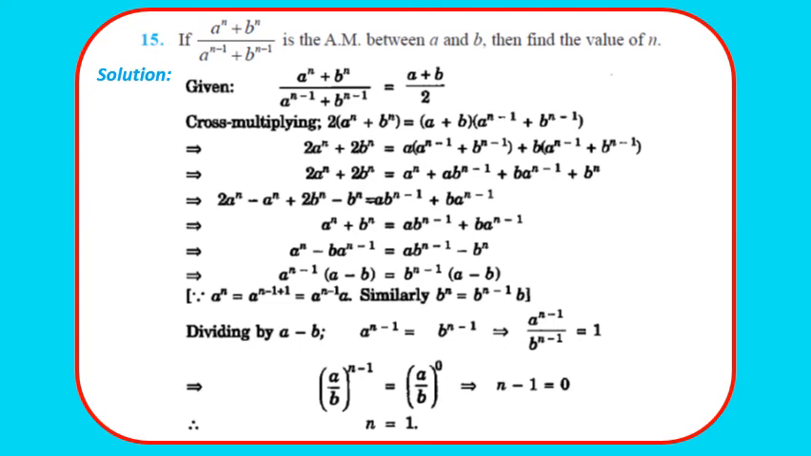Base is same, so exponent should be equal: n minus 1 equals 0, so n equals what? 1. So this is the required value of n. Clear? So pause and note down the solution.